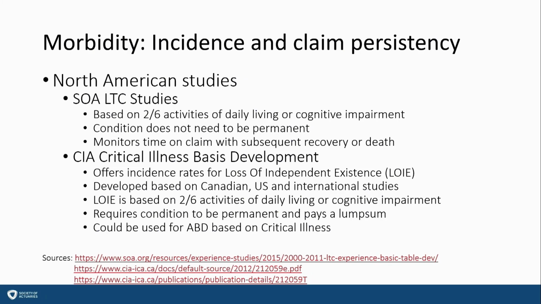I also want to give a bit of a shout out to the CIA, the Canadian Institute of Actuaries, because we develop a critical illness basis. And the reason I bring it up is it does have one of the medical conditions, loss of independent existence, which is based on 2 out of 6 ADLs and cognitive impairment, which should sound familiar by now. But it does require the condition to be permanent. And again, having that permanent issue is subjective. Older ages may not be so, but younger ages definitely.